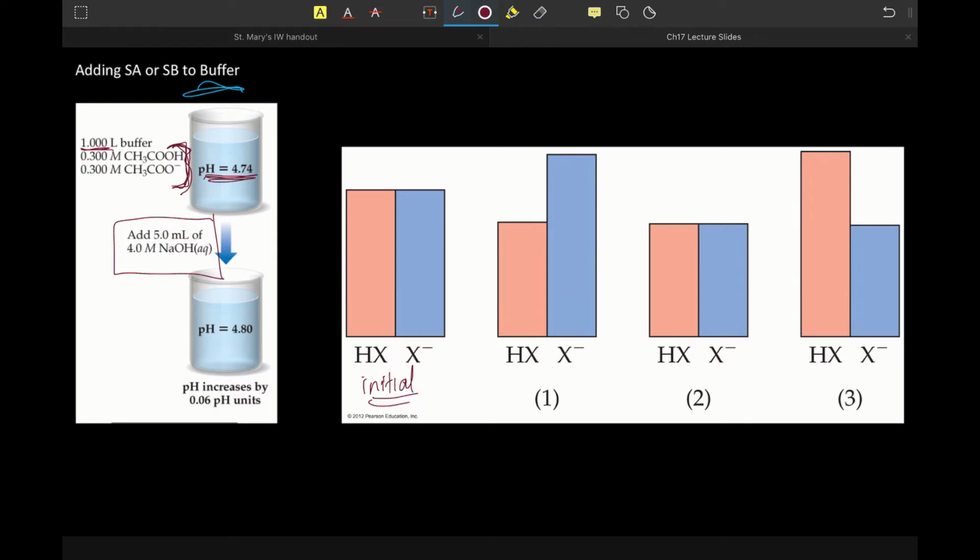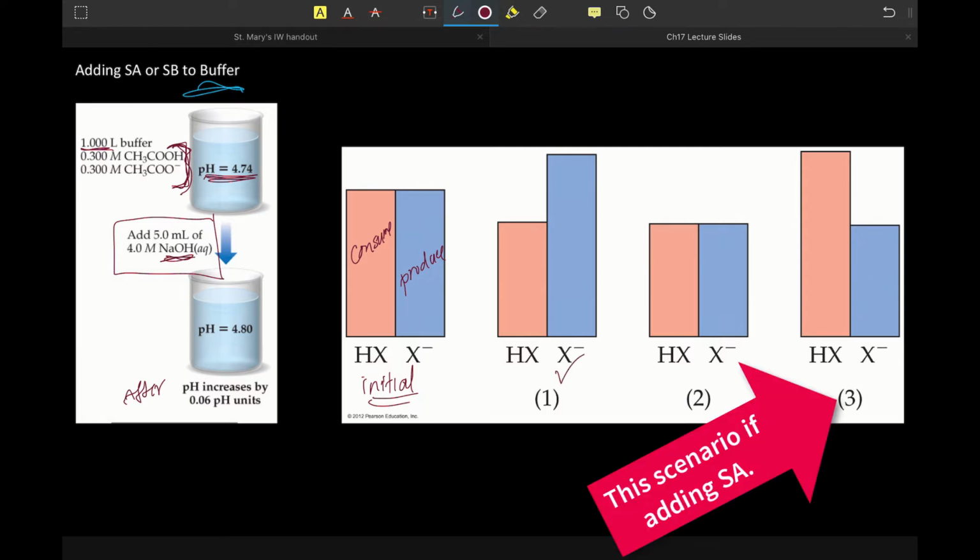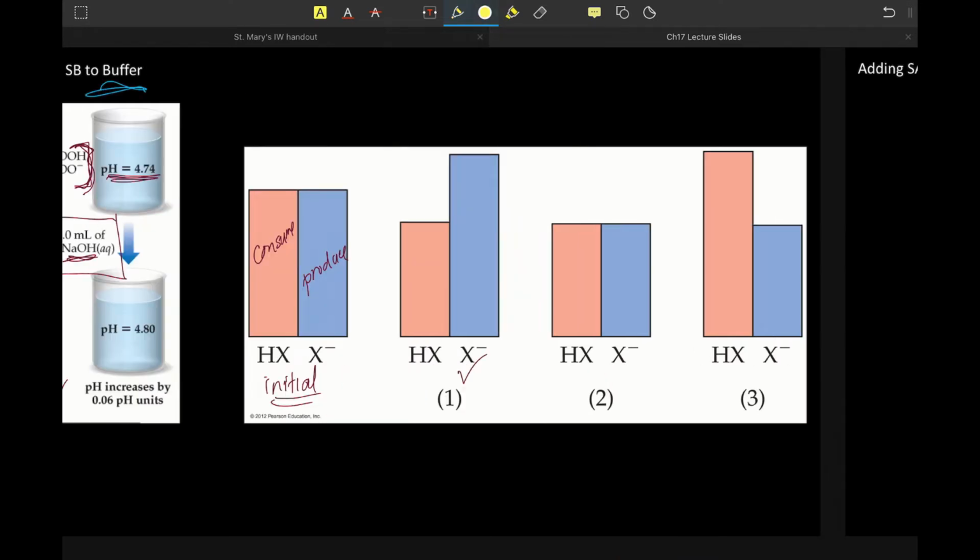So, what does it look like after? Which of these is the after scenario? Well, first let's think about what reacts. So we're adding a what? Correct, we are adding a base, which means we consume the acid. So we are going to consume this and produce that. So that means we should have less HX and more X minus. Does that make sense? In this particular scenario.